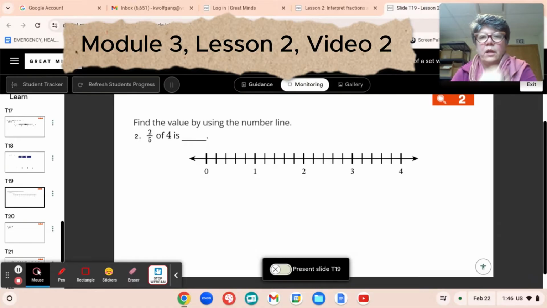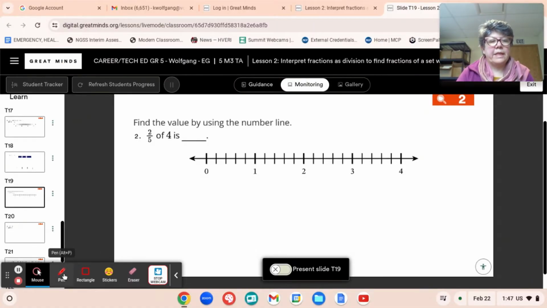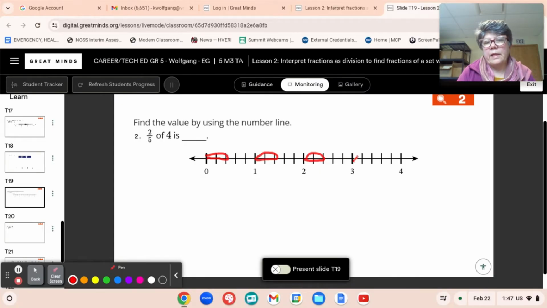2/5 of 4. Okay, so thinking about what we talked about in the last video, we see that each one is broken into 5 parts. 1, 2, 3, 4, 5. Broken into 5 parts. So I'm thinking about 2/5. There's 2/5 of 1 and 2/5 of 2 and 2/5 of 3 and 2/5 of 4. Okay, so basically I'm taking 2/5 of each whole number, right?